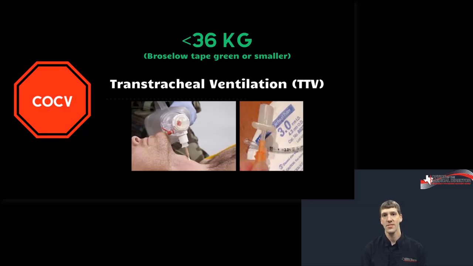So for your less than 36 kilogram patient, or a Broselow tape green or smaller, essentially if they're on the Broselow tape, we're going to perform transtracheal ventilation, or TTV. This is where we're going to place a 16 or an 18 gauge needle in through the cricothyroid membrane, advance the cannula down, attach a 3.0 adapter from an ET tube to the top, and then we're going to start BVMing that patient, allowing for good chest rise and fall. Don't get too tripped up with this right now. We are going to be covering this under the procedural part of the protocols moving forward.